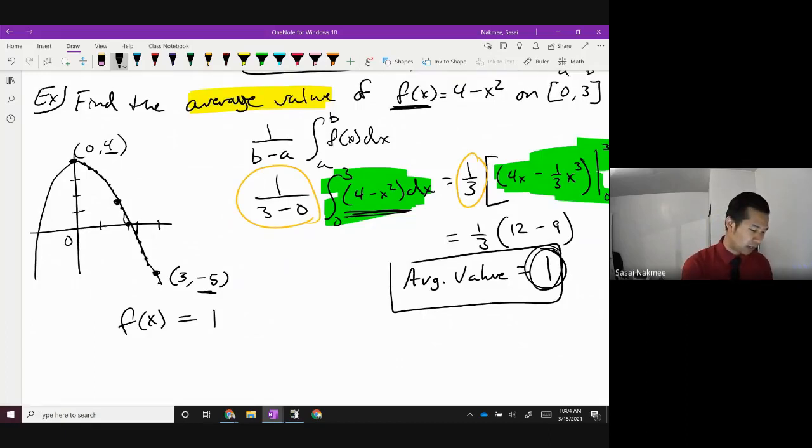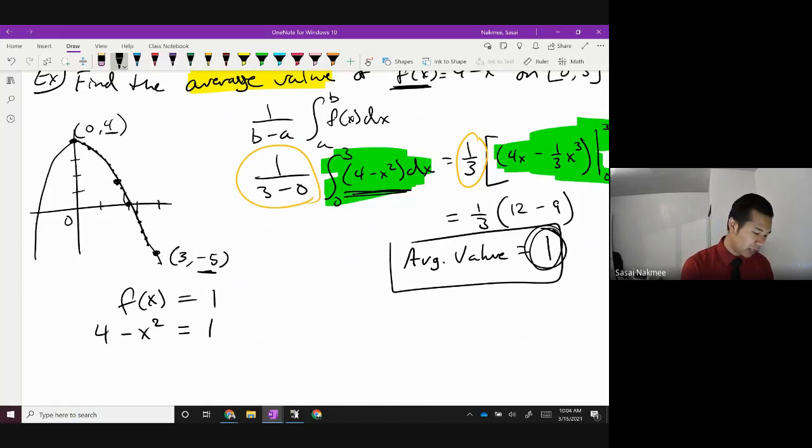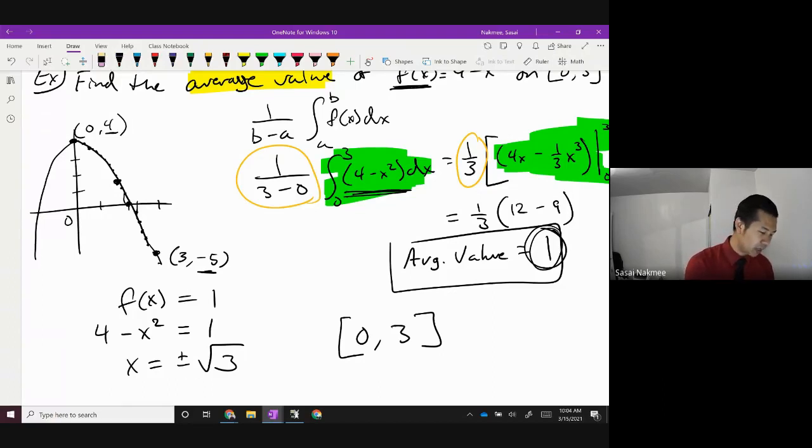So we would just plug in 4 minus x squared. When does that equal 1? We do a little bit of algebra work here, and we find out that x should equal plus or minus the square root of 3. And the interval that we're looking at here is from 0 to 3, so the one that we care about is the positive one. So what I'm saying is, at x equals the square root of 3, we have the average value right there. At the square root of 3, that f of x value is equal to the average of itself.